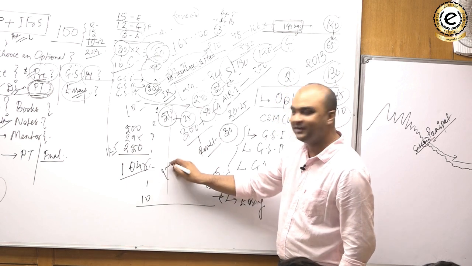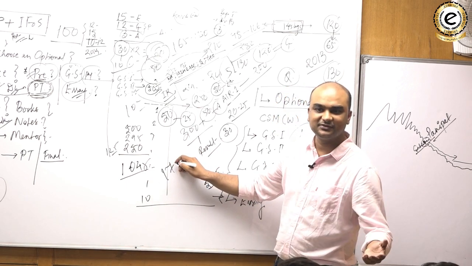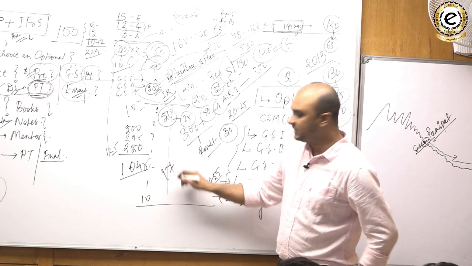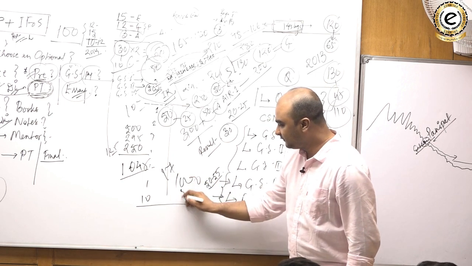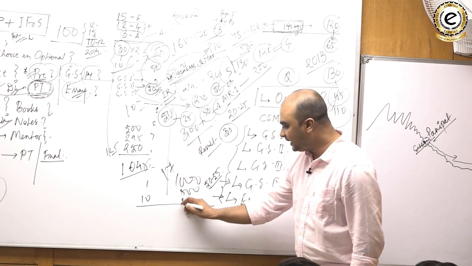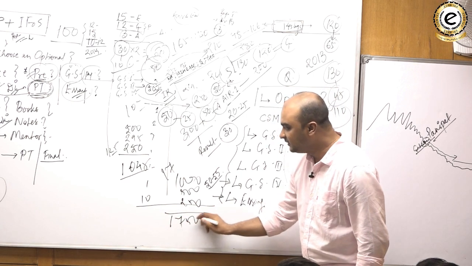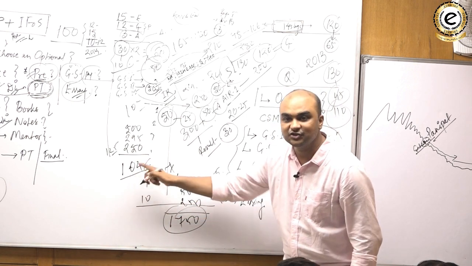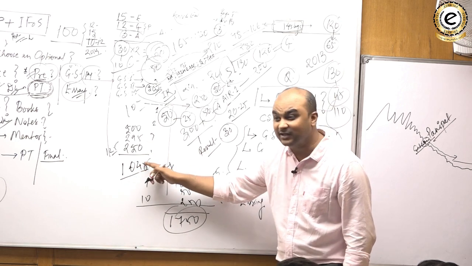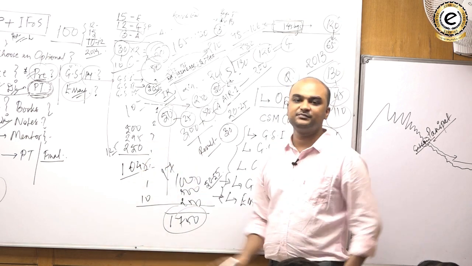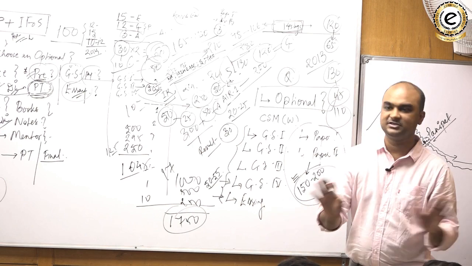1045 out of how many? 1700 something, your total marks. Are you understanding this? It means 1000 marks GS, 500 marks optional, and 250 marks essay. So it is how much? It is 1750. Out of 1750, your optional gives you 1045. There is no other optional which does it.